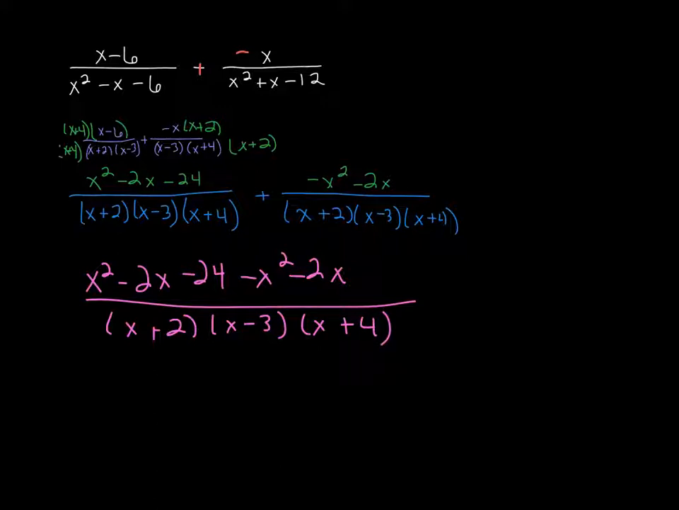Now just look for your like terms to combine. X squared minus x squared, those are opposites, so those cancel. Negative 2x minus 2x is minus 4x, and then a minus 24.